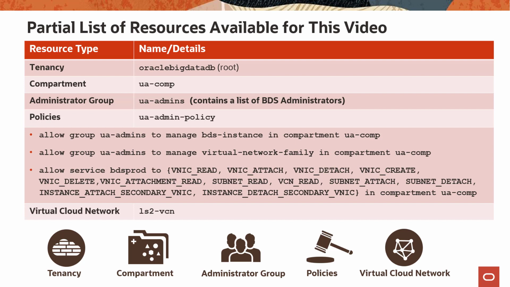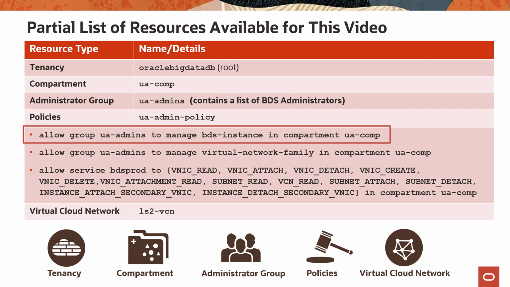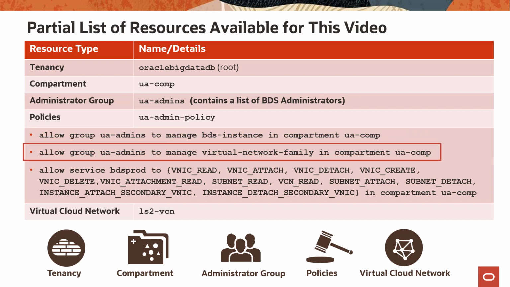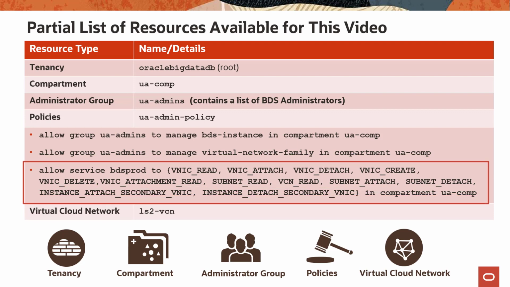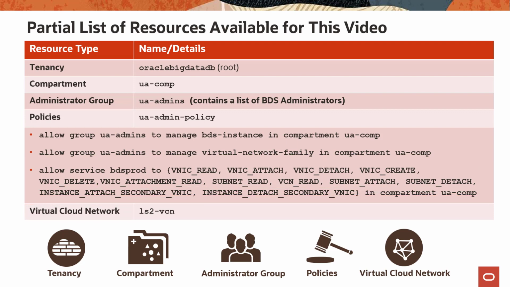existing ones if needed. The first policy statement grants the cluster administration rights to members of the UA admins group. The second policy statement grants network administration rights to the members of the UA admins group. The third statement allows the service to use the network.